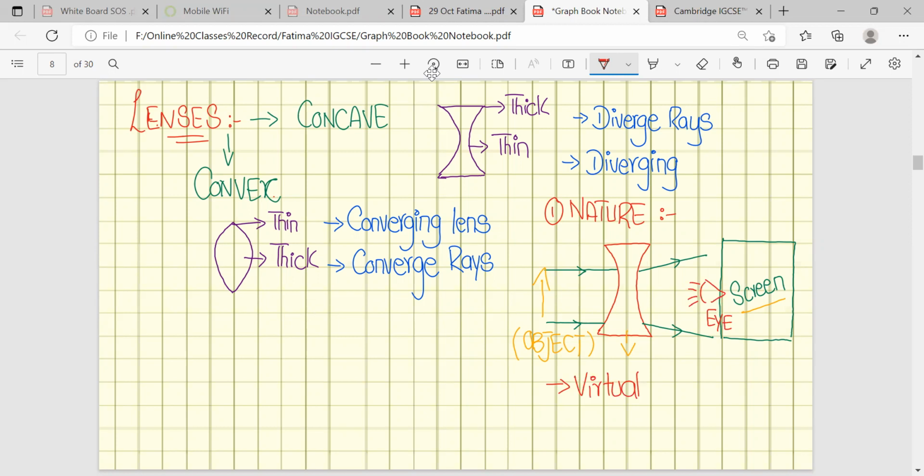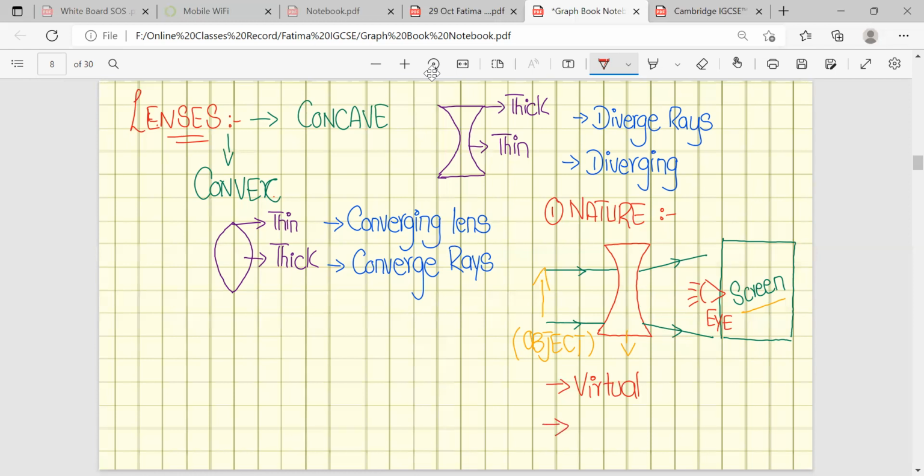And when the image of the object through the lens forms on the screen, then we call that image a real image, because the image is completely formed on the screen, or you can say on the other side of the lens. So when you can observe the image of the object on the other side of the lens on a screen, the image will be real. But when you can't get the image of the object on the screen, then you say the image is virtual, right?